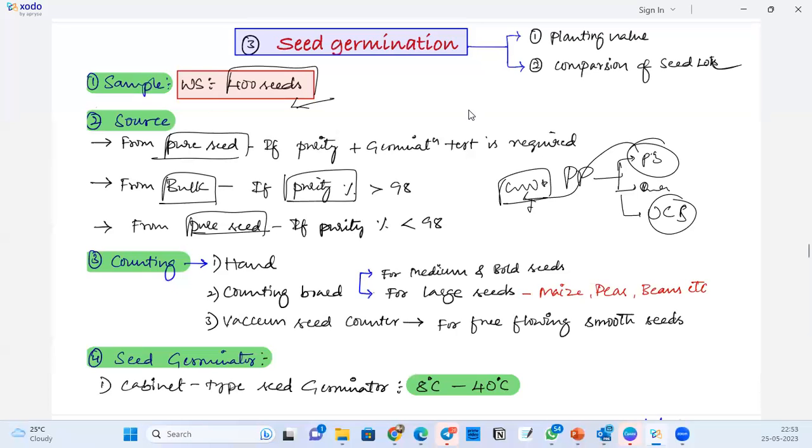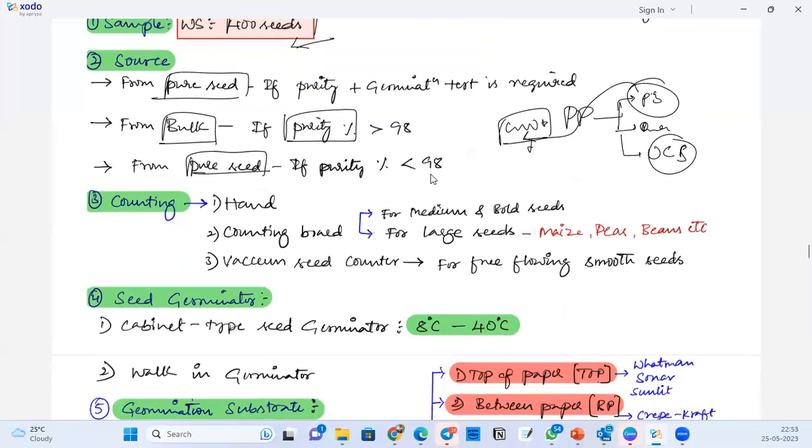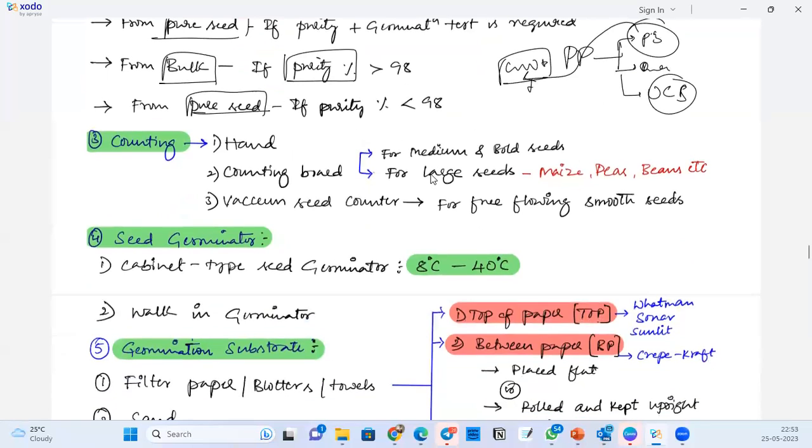So what are all the other necessary requirements that are required? It is counting. For counting of seeds, we can do it by hand, or you can also use a counting board. And this is for medium and bold seeds, counting board for medium and bold seeds, and large seeds. Large seeds include maize, peas, beans, etc.